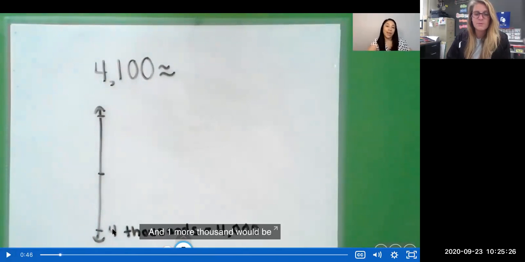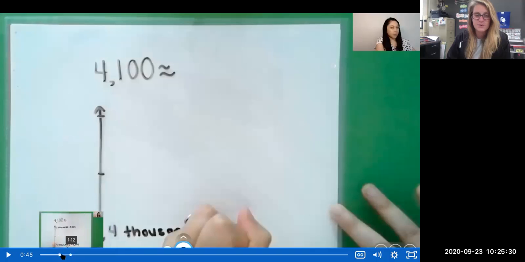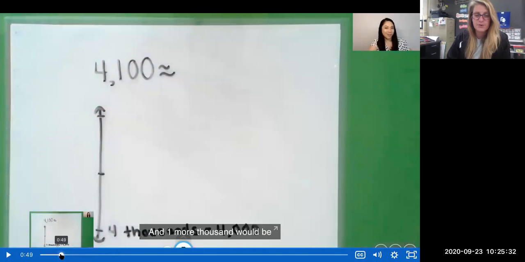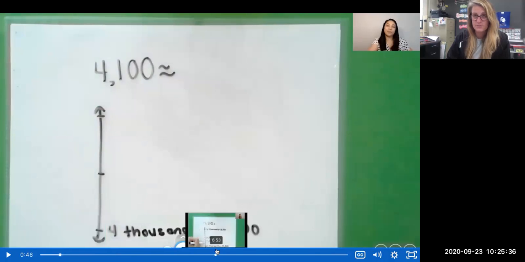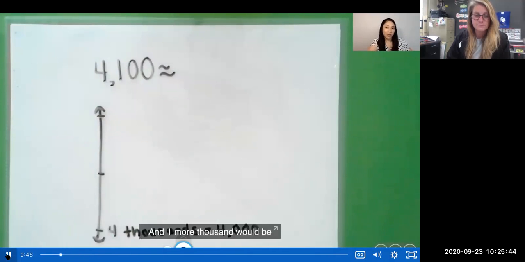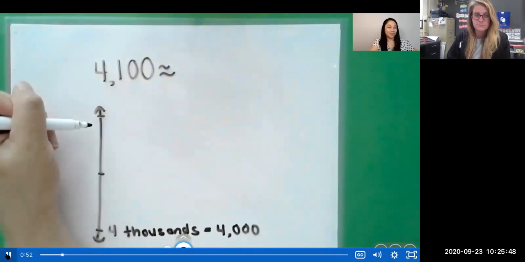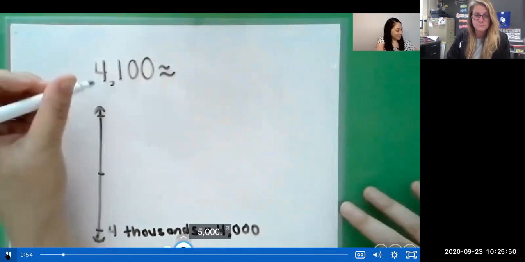So notice that when she wrote how many thousands there were, she wrote in both unit form and in standard form. So she wrote unit form, which was 4 thousands, and standard form to help herself. And one more thousand would be 5 thousands.